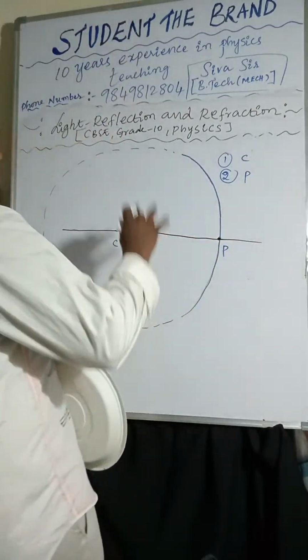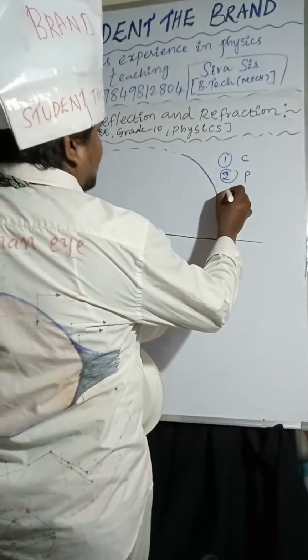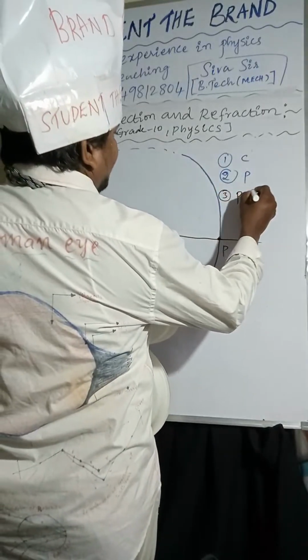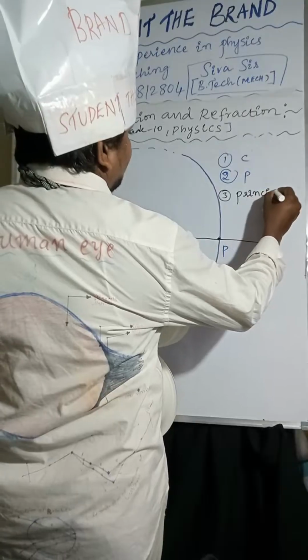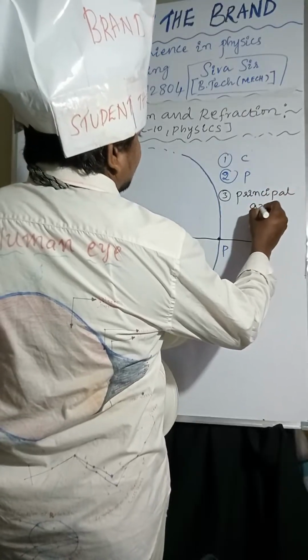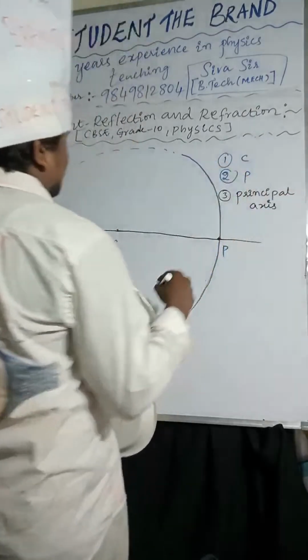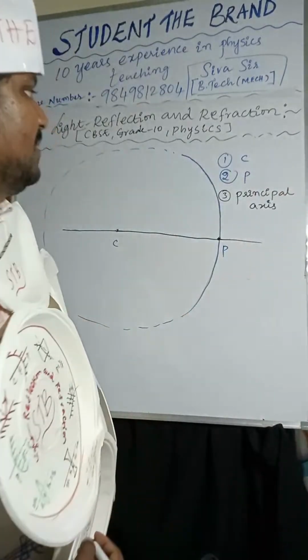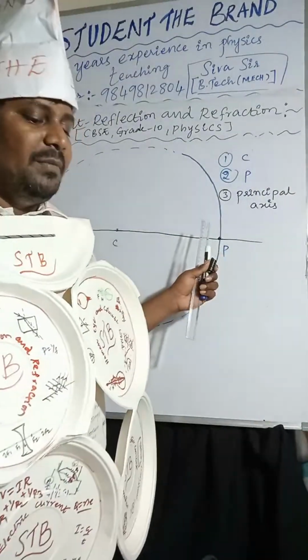Okay. So the line joining the center of curvature and pole is called the principal axis. The midpoint of the mirror is called pole.